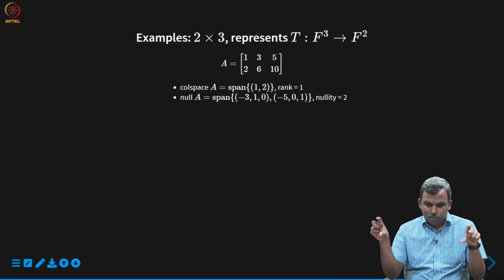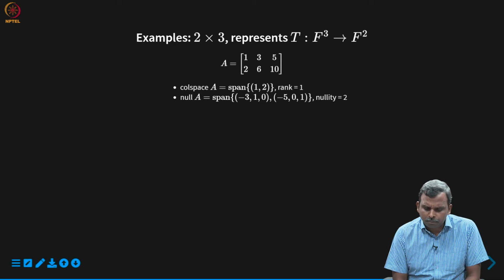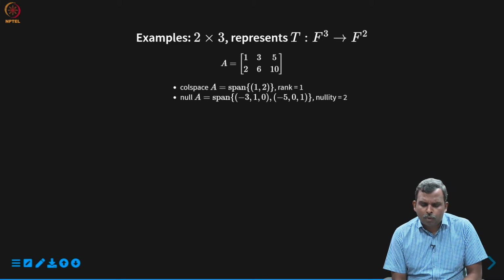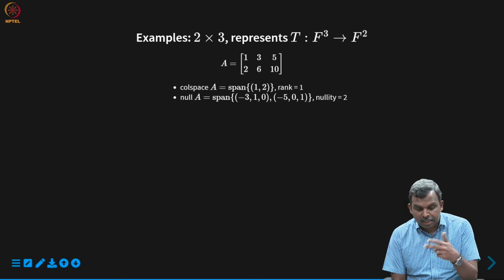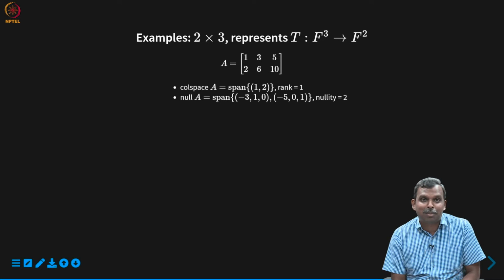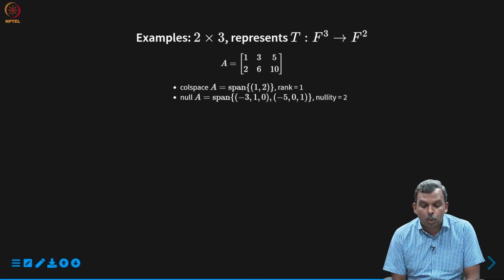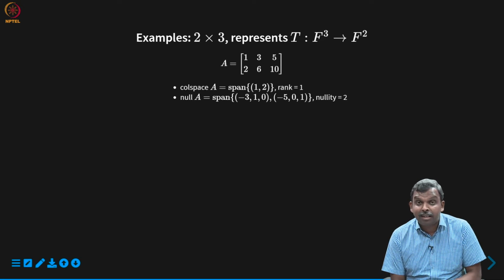Now for a fat matrix, a 2 by 3 matrix. If you want to look at a rank 1 case, you see there are 3 columns. The first column is (1, 2), the second column is (3, 6), which is 3 times the first column. The last column is (5, 10), again 5 times the first column. So it becomes a rank 1 matrix. The entire span is just the span of (1, 2). And now if you look at nullity, nullity will become 2.